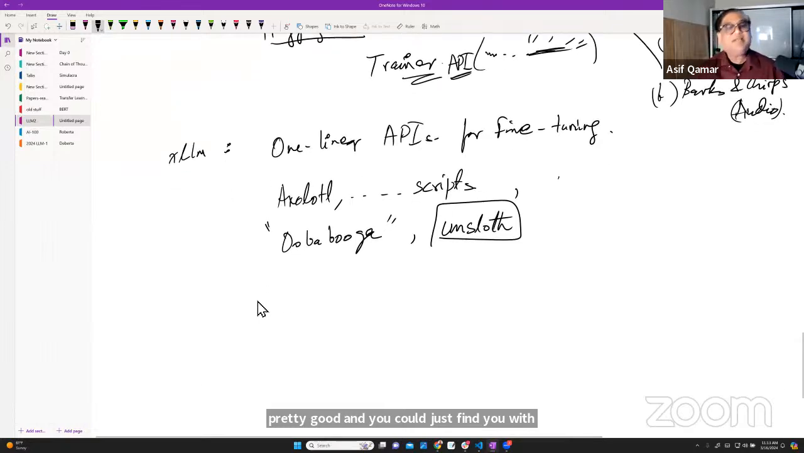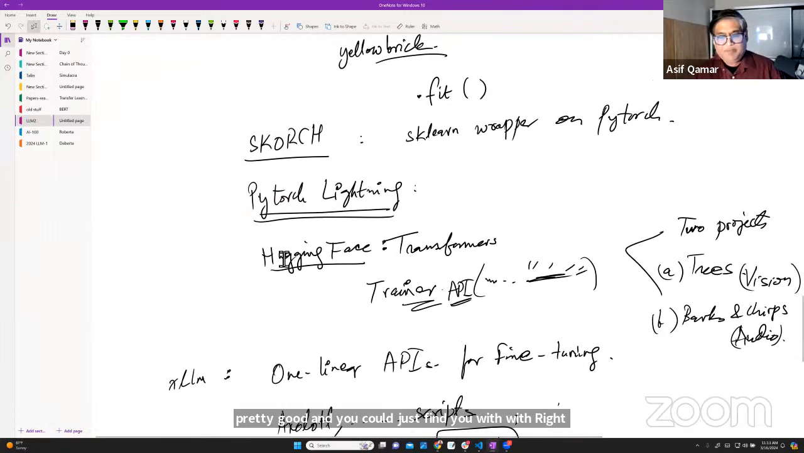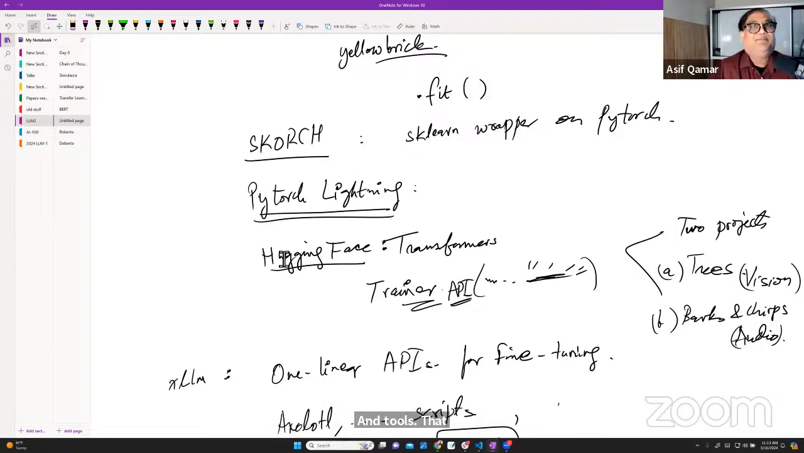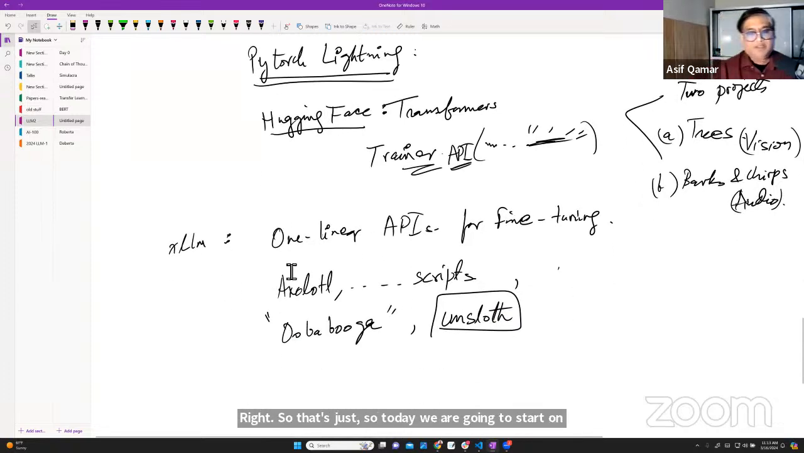As you can see, what is happening is people do fine tune models quite a bit, and because they fine tune, it has become a sort of universal pastime. And at the end of it, whatever is universal soon becomes commoditized or very easy to do. People have created excellent libraries and tools that make fine tuning a piece of cake. So today we are going to start on this journey and cover quite a few of those.